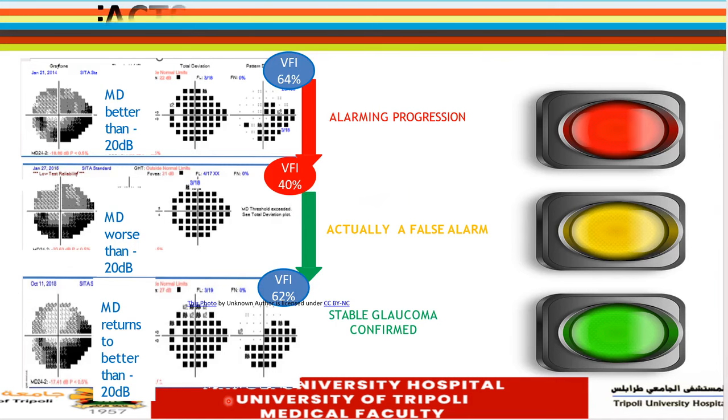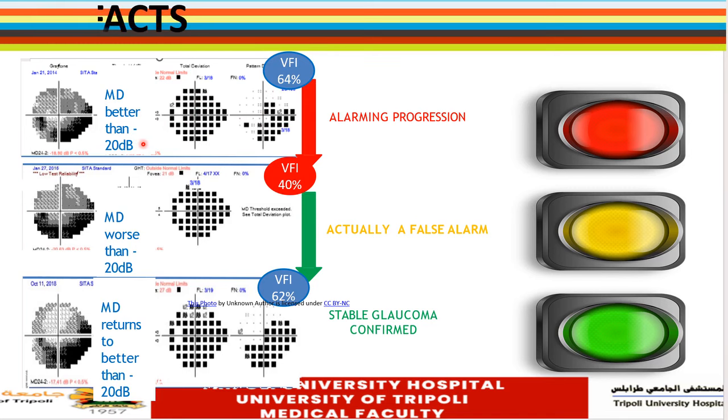Another important artifact that I would like to emphasize in this slide regards the visual field index. This is a perimetry map for 3 visits of the same patient. The first visit shows the grayscale, the total deviation probability plot and the pattern deviation probability plot, with a visual field index of 64%. And he has a mean deviation worse than 20 decibels.